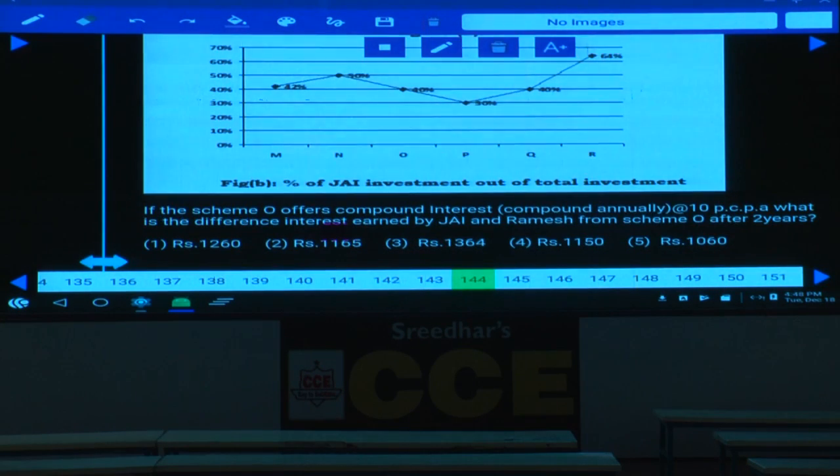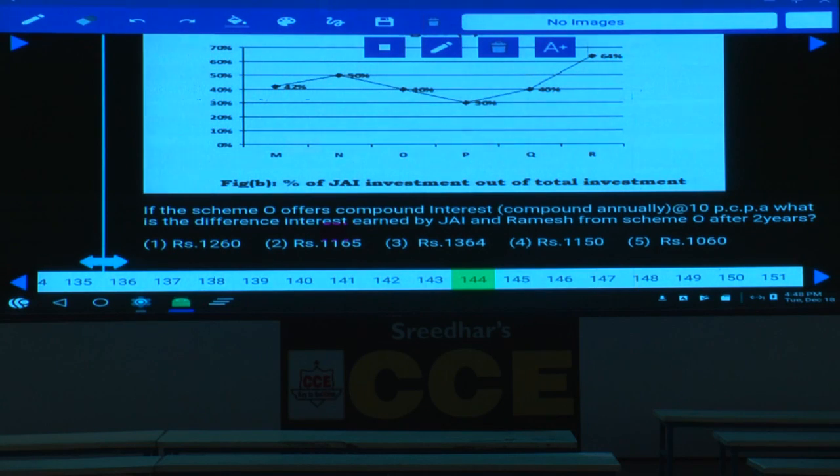Come on, 144. The scheme O offers compound interest at 10% per annum. What is the difference of interest earned by Jay and Ramesh from scheme O after 2 years? Right. So, first of all, this is which scheme? Scheme O. Now, what is rate of interest? 10%. Compound interest compounded annually.